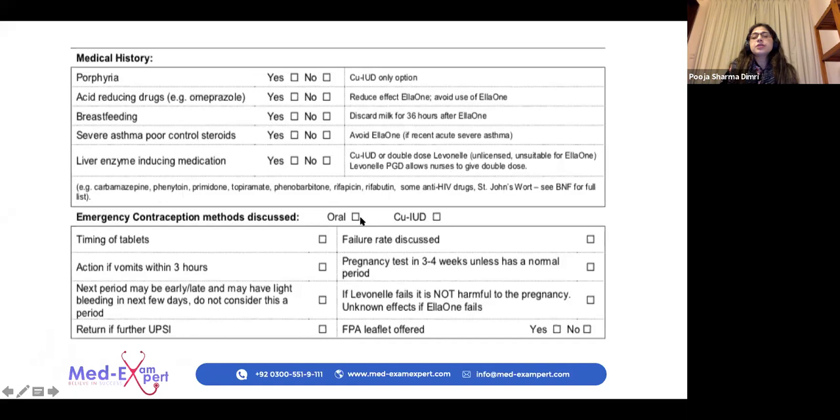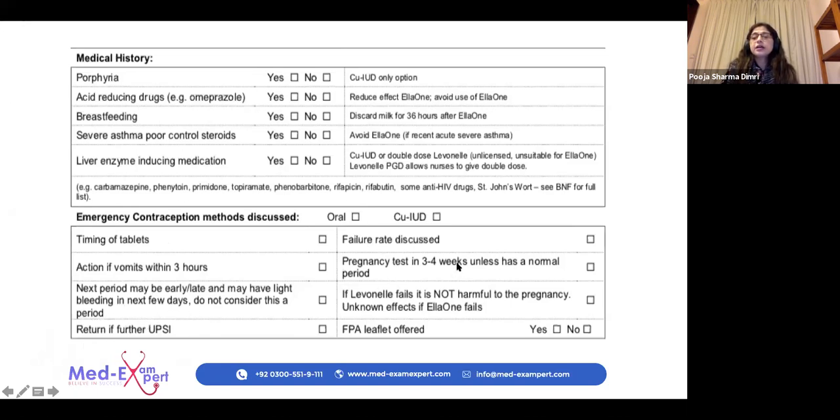And then what methods did you discuss? Oral and copper IUCD. Talk about timing of tablets, action if any vomiting occurs. So if there is any vomiting which occurs within 3 hours of taking the tablet, she has to take a repeat tablet. Also explain to her that the next period may be early or late and may have light bleeding in the next few days, but that should not be considered as a period. A return if there is any further unprotected intercourse.